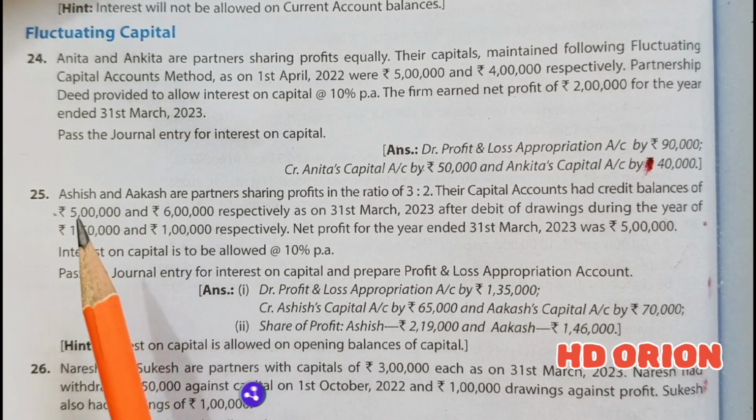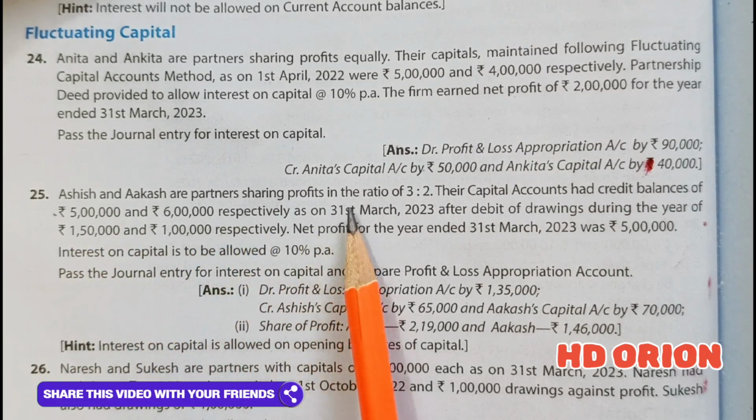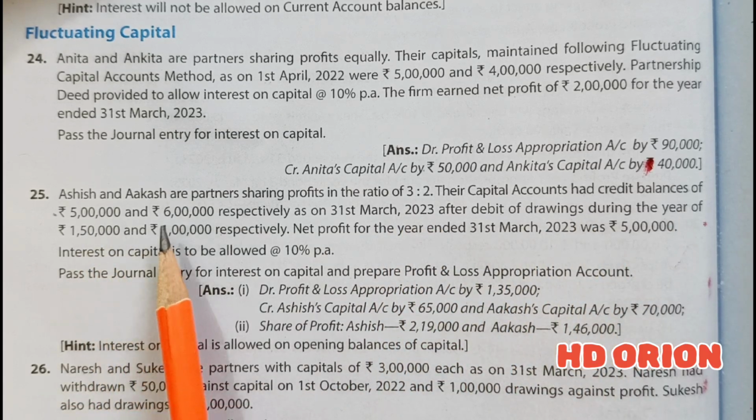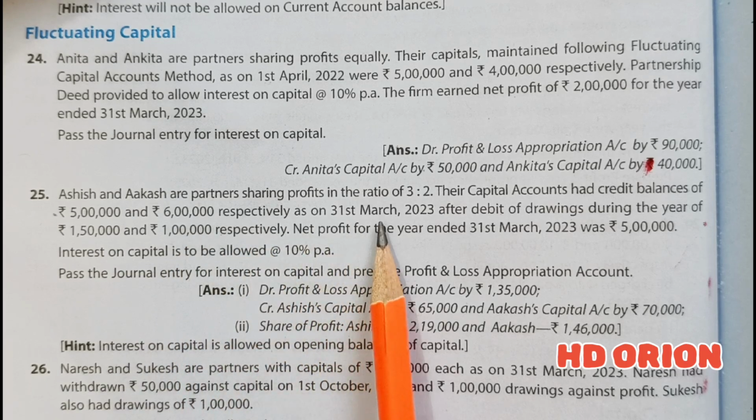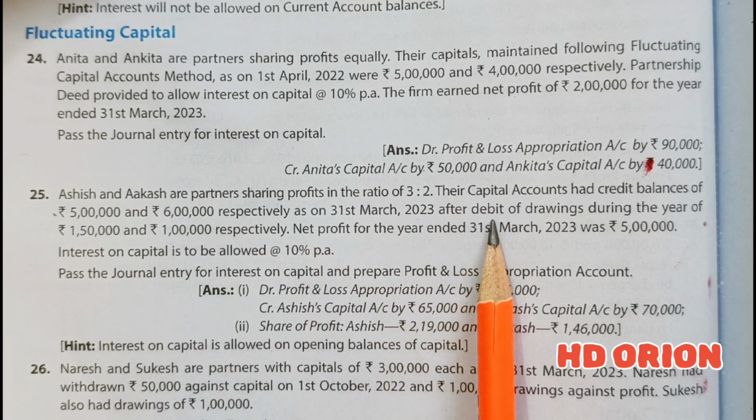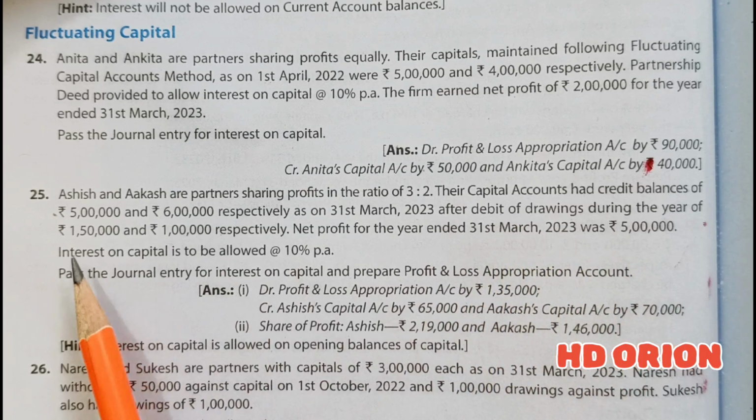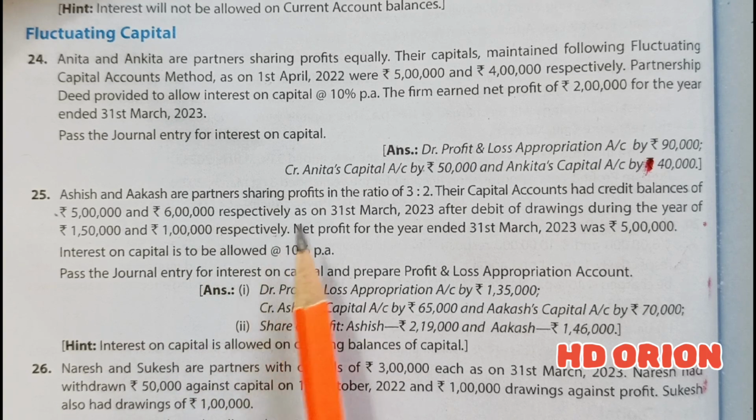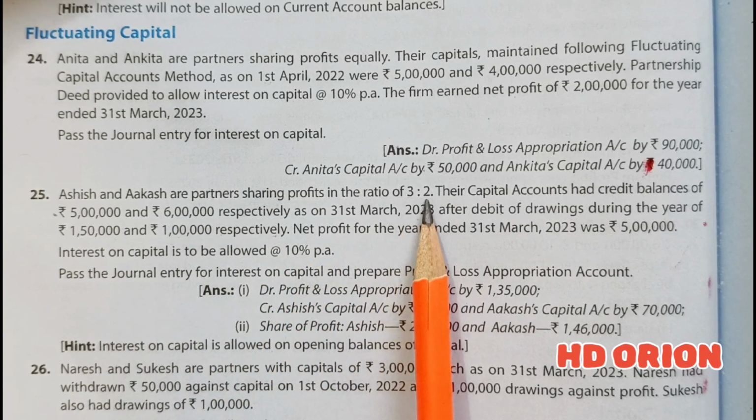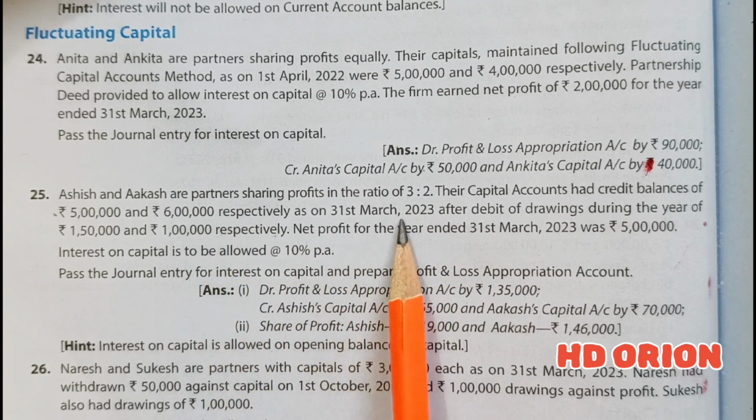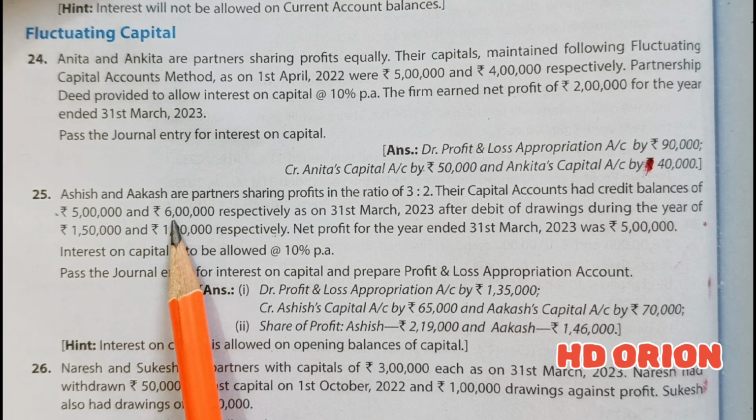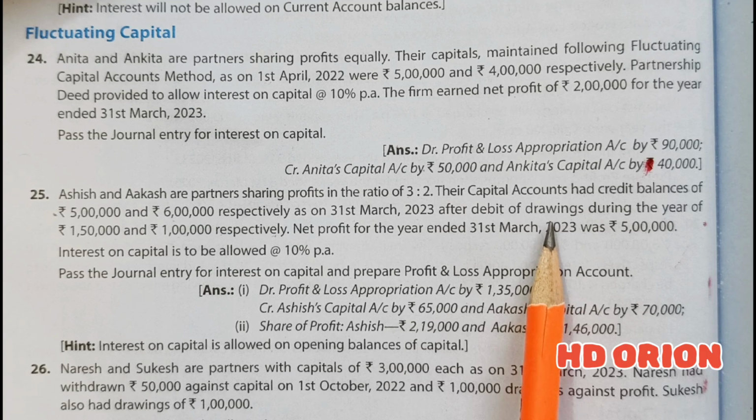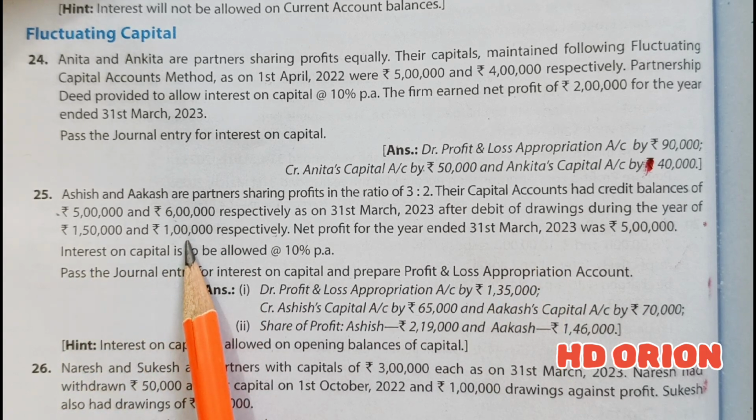Question number 25. Ashish and Akash are partners sharing profits in the ratio of 3:2. Their capital accounts had credit balances of rupees 5 lakh and rupees 6 lakh respectively as on 31st March 2023 after debit of drawings during the year of rupees 1,50,000 and rupees 1 lakh respectively. Now here the profit sharing ratio is 3:2 and closing capital balances are given, and that is 5 lakh and 6 lakh rupees respectively for both the partners after subtracting drawings of rupees 1,50,000 and rupees 1 lakh.